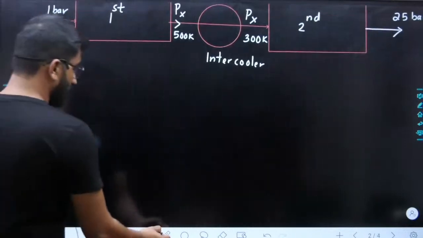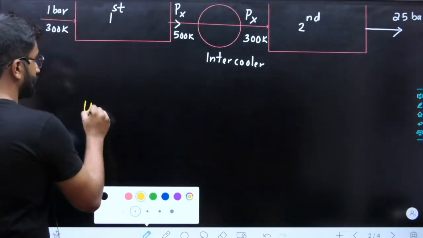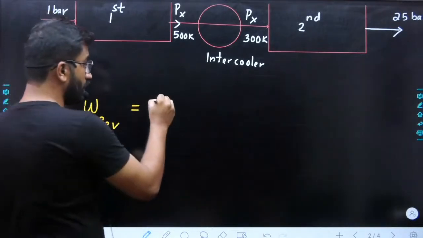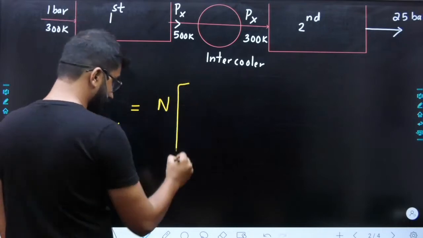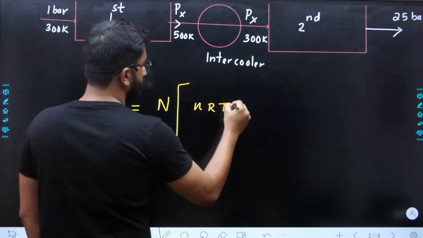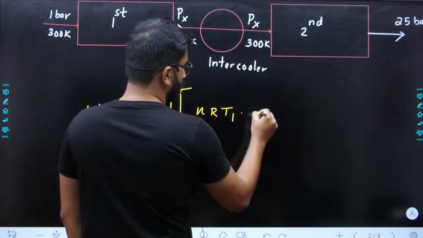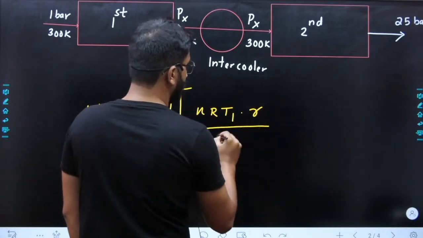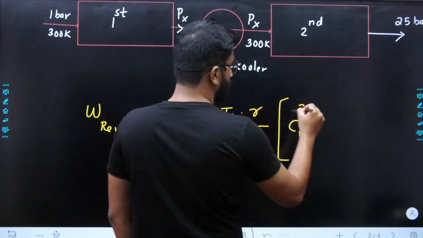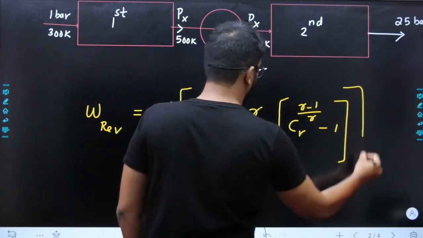Now, what is its equation? What is the general equation for reversible work done? This question can come, it has come once in BARC also. Reversible work is equal to number of stages multiplied by n into R T1 multiplied by gamma divided by gamma minus 1 into (compression ratio power (gamma minus 1) by gamma, minus 1). This is your total equation.